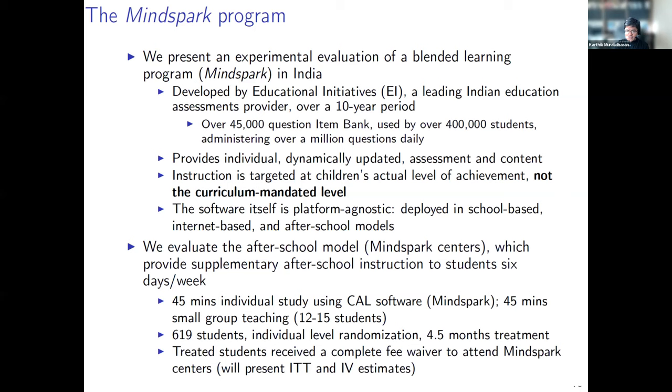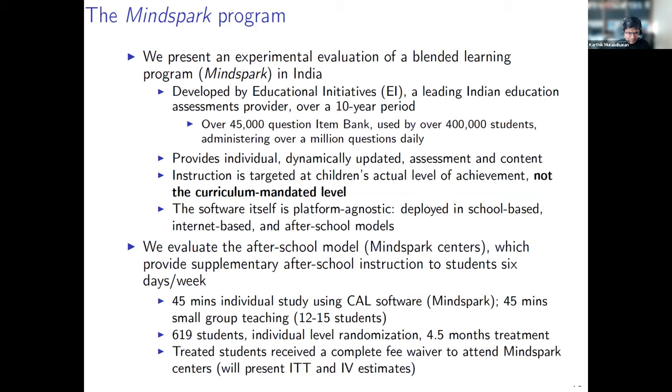It's only 619 kids, but because it's individual-level randomization, that gives you more than adequate power, okay? So a lot of the early childhood studies like Perry Preschool and others were done with samples of 100 kids or 200 kids. So when you're randomizing at the individual level, 619 ends up being perfectly adequate. And like I said, the treated students got a fee waiver to attend these MindSpark centers, okay?